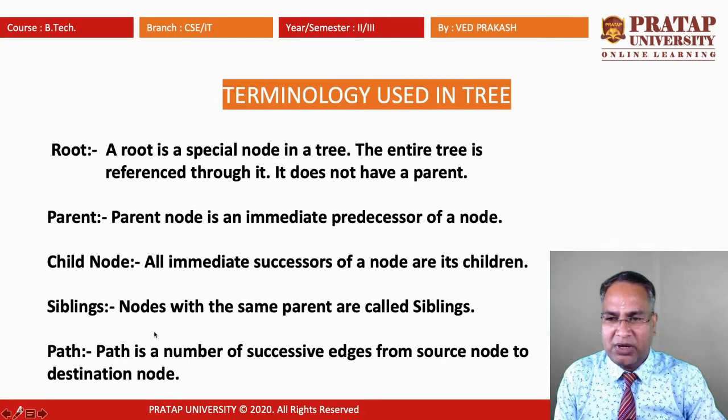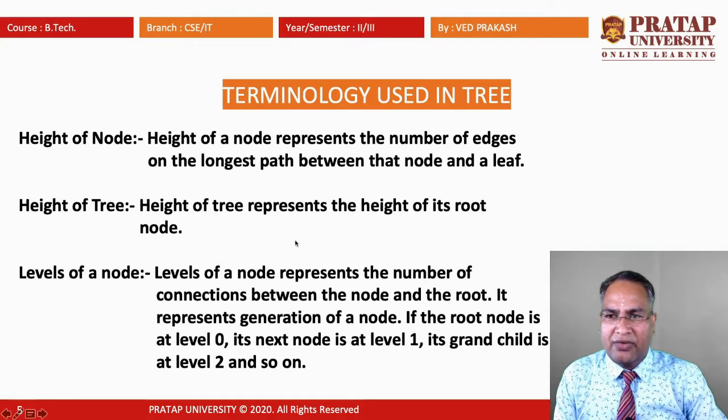Next terminology is siblings. The nodes with the same parent are called siblings. And what is the path? A path is the number of successive edges from source to destination. Height of node. Basically, the height of a node is determined by the number of edges on the longest path from that node to a leaf node.